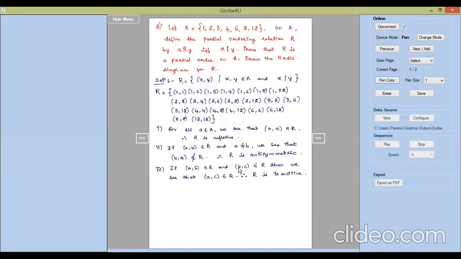Since R is reflexive, antisymmetric and transitive, we can conclude that A comma R is a poset. This is one and the same as writing R is a partial order on A. R is a partial order on A is the same as saying A comma R is a poset. Now we will draw the Hasse diagram for the same. Hasse diagram.